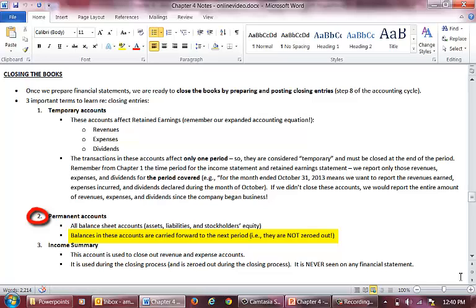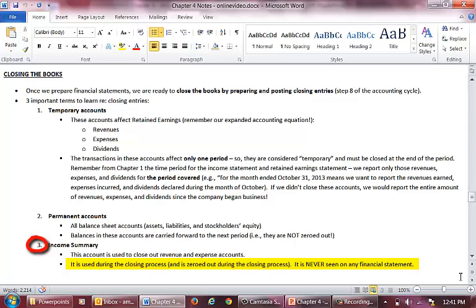They are carried forward to the next period as the beginning balances for that period. Our permanent accounts are assets, liabilities, and stockholders' equity items. The last term that we must learn is income summary. This account is used to close out revenue and expense accounts. It is used during the closing process and is zeroed out during the closing process.